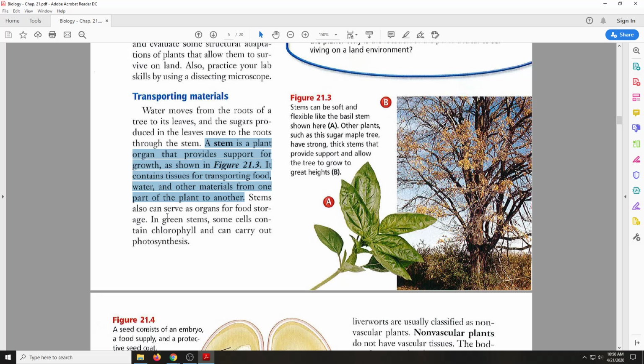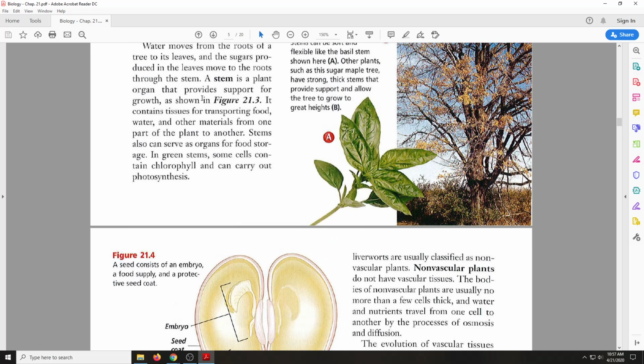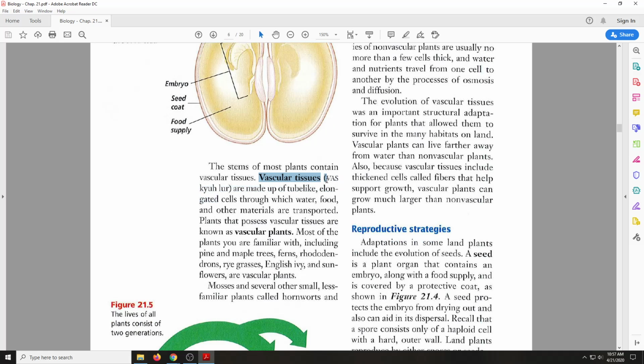There are some cases where the stems can undergo photosynthesis as well, but the primary site is usually the leaves because those are large flat green areas. The way that plants move stuff through the stem is through what we call vascular tissues. And that's tube-like elongated cells through which food, water, and other materials can be transported.